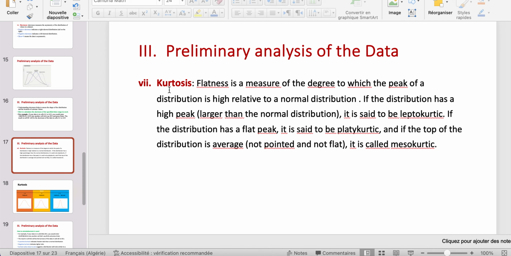And the kurtosis of a normal distribution is 3. The value of kurtosis in a normal distribution is 3. So if you find your kurtosis is more than 3 or less than 3, we can say that our data is not normally distributed. This is the meaning of kurtosis.